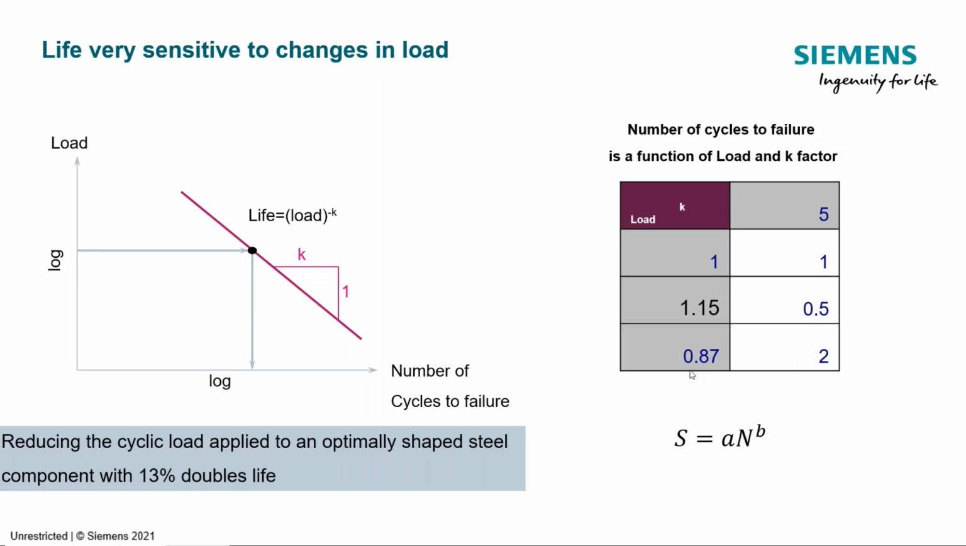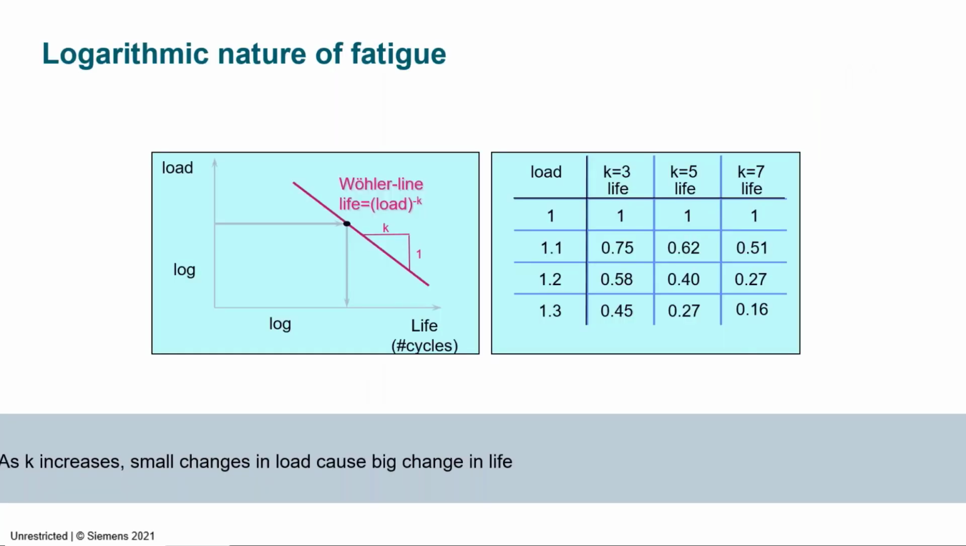So here's my load. Here's the slope of my SN curve. This will change as a slope, but if I increase by 15, I go down. You can see a small change in load, big change in life. If you want to see it as a function of the slope of the SN curve, the higher the K gets, the more effect it has.